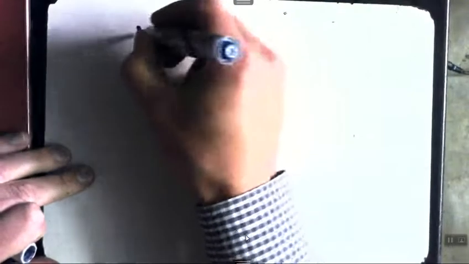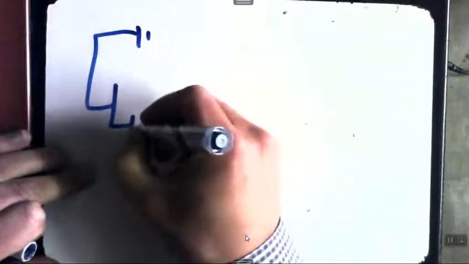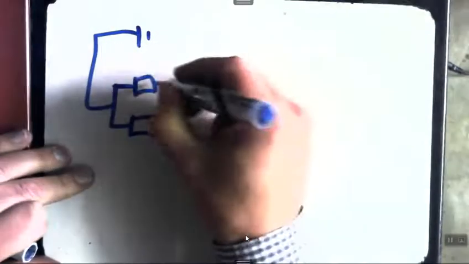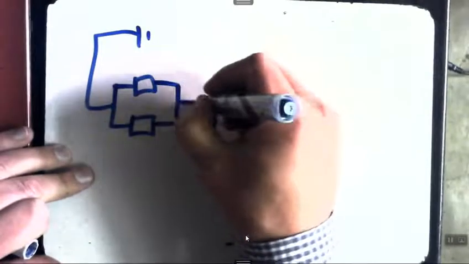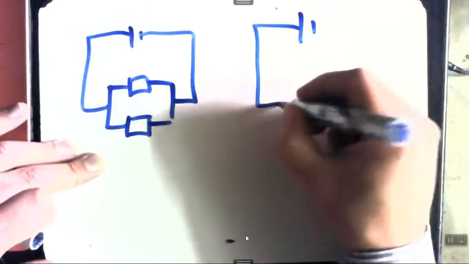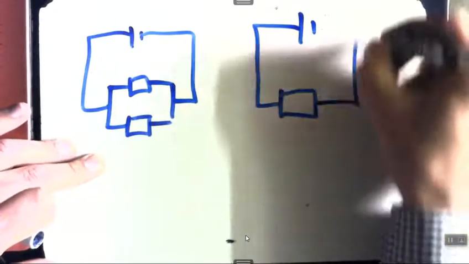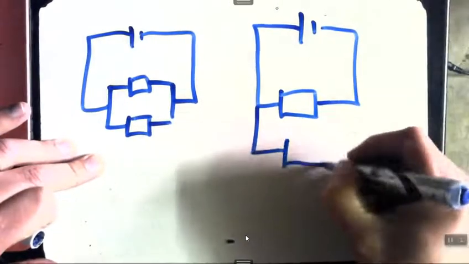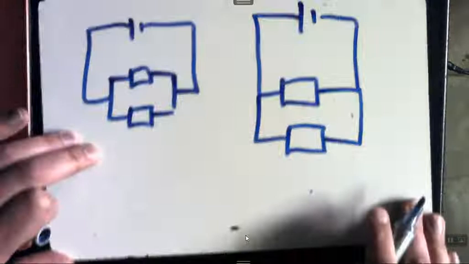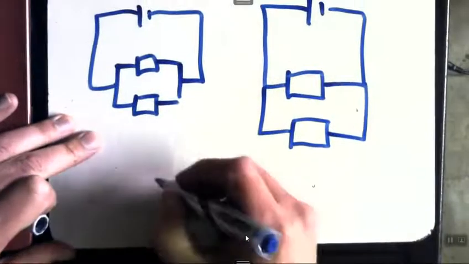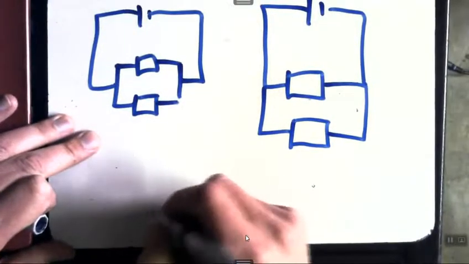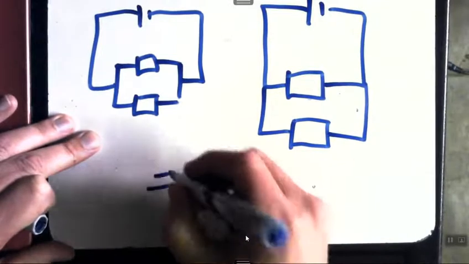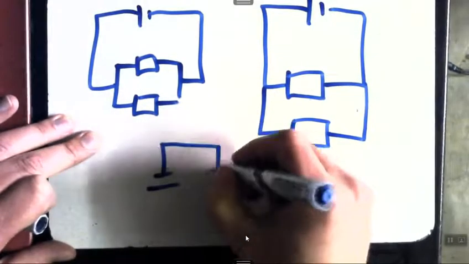There are different ways to draw a parallel circuit. You can draw your circuit like this, and this is what I would typically do. Then you can draw your circuit like this. This is what Cambridge likes to do. And then you can also draw the same circuit this way. The sideways doesn't actually matter.